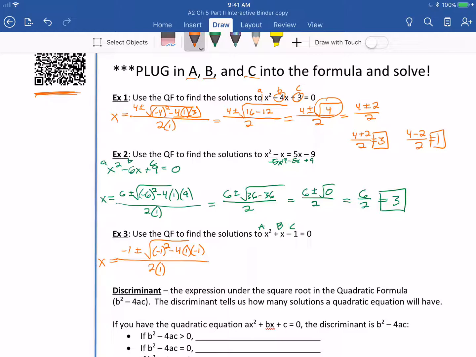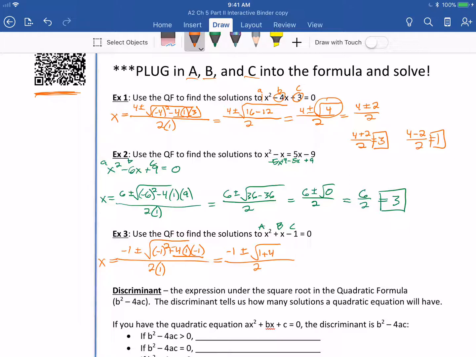So here we go. Let's go through and plug this guy in and chug. I get negative 1 plus or minus the square root of negative 1 squared, which is 1. And then sometimes I like to make this plus a negative, because this is a negative times a negative, which is going to be plus 4, all over 2. So this is a 4.